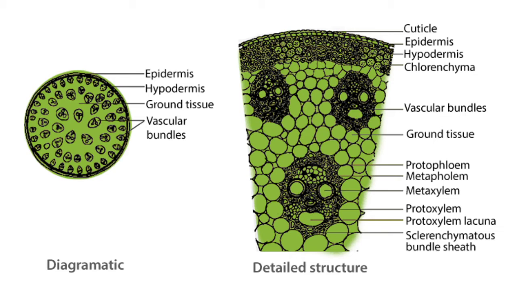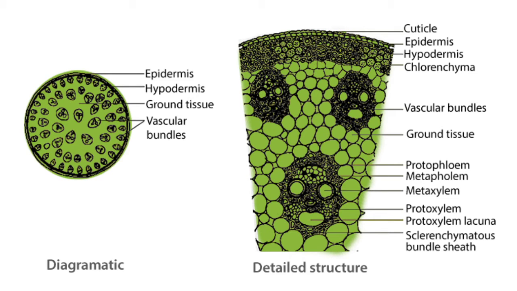Just below the epidermis, you can see another kind of tissue called hypodermis. The tissue just behind the epidermis is called hypodermis. And this hypodermis is mainly made up of sclerenchymatous tissue. In some cases, chlorenchyma tissue is also there in between as patches. Because of this chlorenchyma, the stem looks green in color. In the majority of stems, it looks green because of the chlorenchyma in the hypodermis.